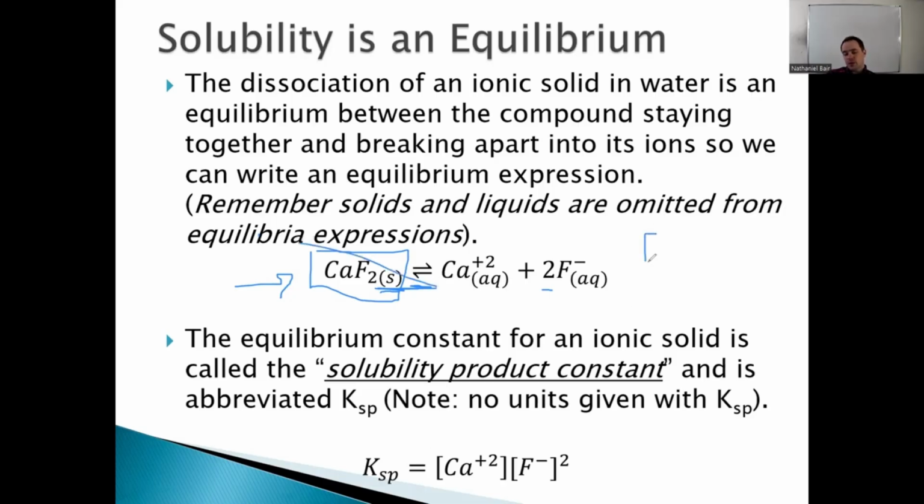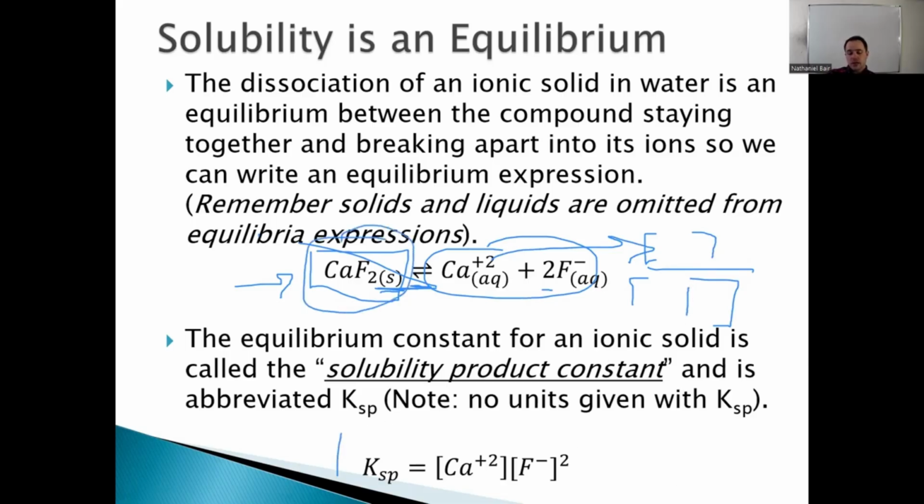Now remember, it's products over reactants. So these products go in the numerator. My reactant is a solid, so my denominator is 1. So we just end up with something like this. This would be the mass action expression for the solid calcium fluoride dissolving in water, where we have the calcium ion concentration times the fluoride ion concentration.